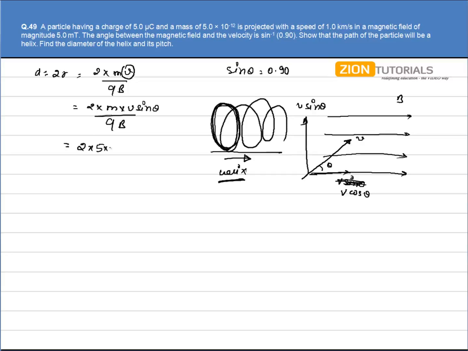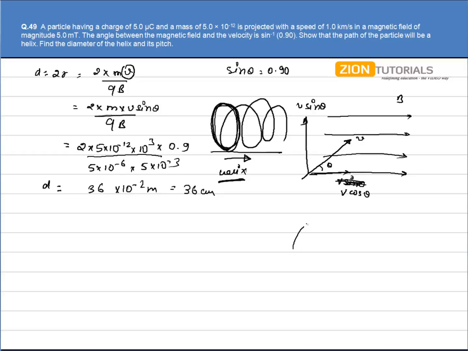Mass is known to you, velocity is known to you, sine theta is given 0.9, charge is 5 microcoulomb, and the magnetic field is 5 millitesla. So the diameter comes out to be 36 into 10 to the power minus 2 meters, or that is equal to 36 centimeter. Fine. Now in the second part I have to calculate the pitch of the helix.